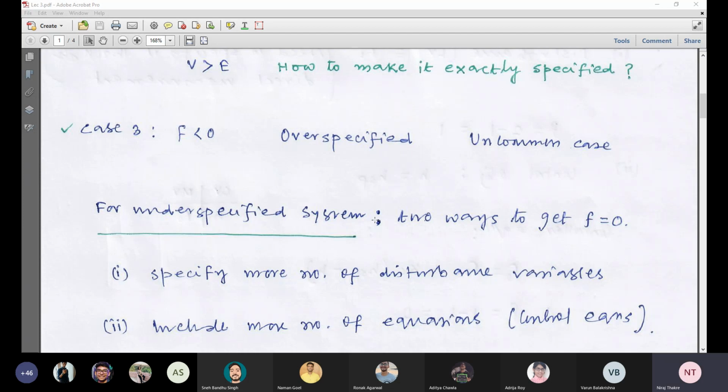Now you can recall the classification table I mentioned. Disturbance variables are of two types: one is measured disturbance, another is unmeasured disturbance. And at that time I told you we can measure the disturbance variables as per our requirement. Now I think you are understanding.